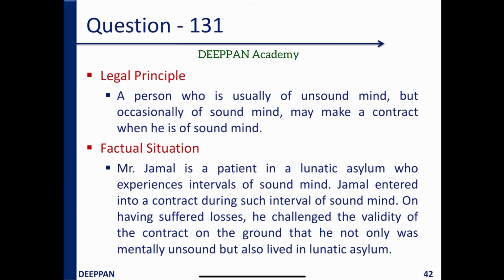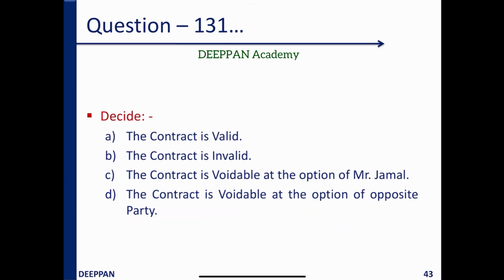Legal principle: a person who is usually of unsound mind but occasionally of sound mind may make a contract when he is of sound mind. Factual situation: Mr. Jamal is a patient in a lunatic asylum who experiences intervals of sound mind. Jamal entered into a contract during such an interval of sound mind. On having suffered losses, he challenged the validity of the contract on the ground that he not only was mentally unsound but also lived in a lunatic asylum. The contract is valid.